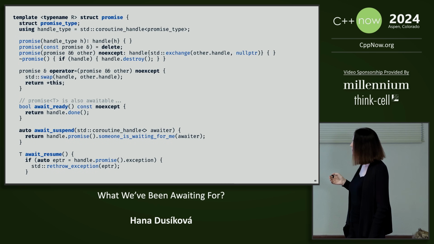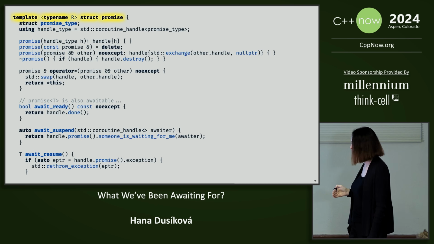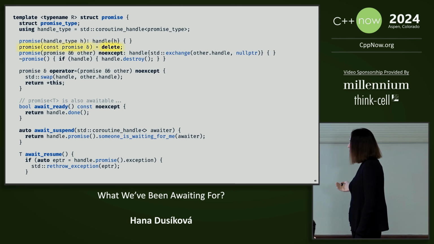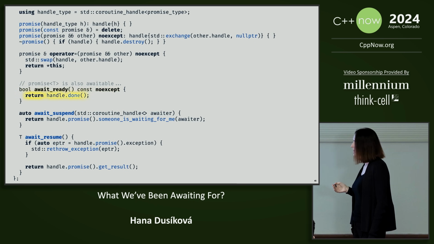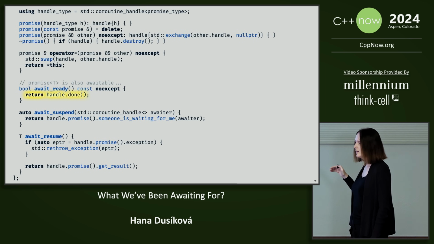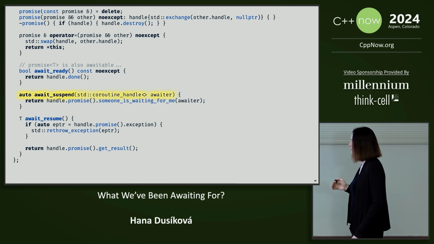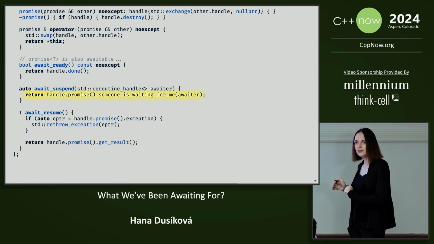Promise type is like a JavaScript promise, and inside is the promise type. You can construct it, you cannot copy it, you can move it, you can destroy it, you can assign it, and you can await on it. It will suspend only if it's not finished, because the result is not there yet. If it suspends, it will look at the awaiter and tell the promise type someone is waiting on me, and store it somewhere in the promise type.